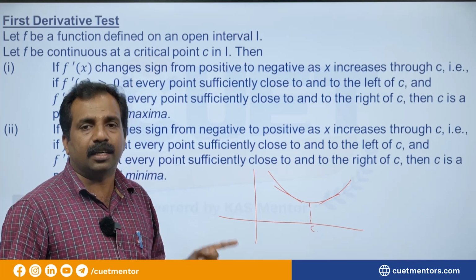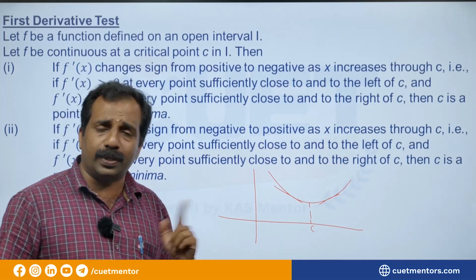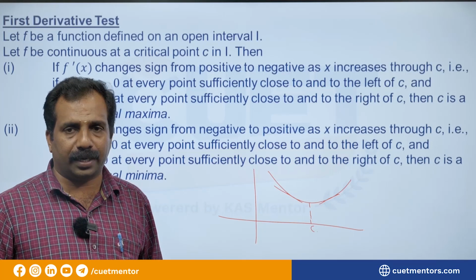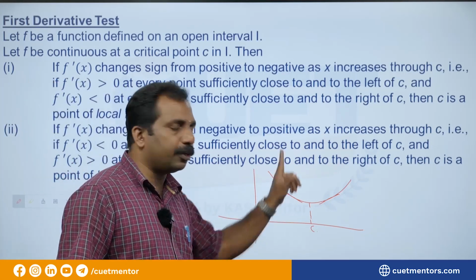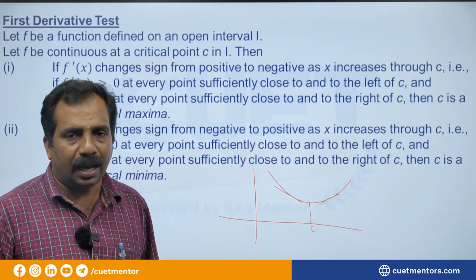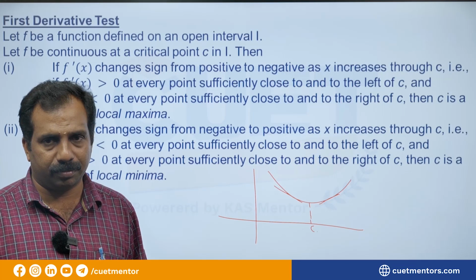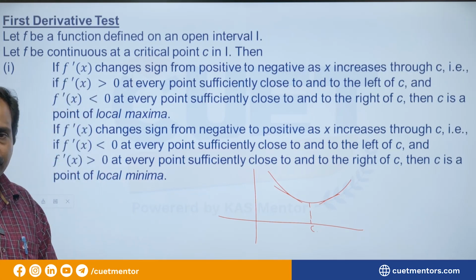Then we get a point of local minimum. From positive to negative, we get a point of local maximum. So if f'(x) changes its sign from negative to positive, then we get a local minima, and from positive to negative, we get a local maxima. That's the first derivative test.